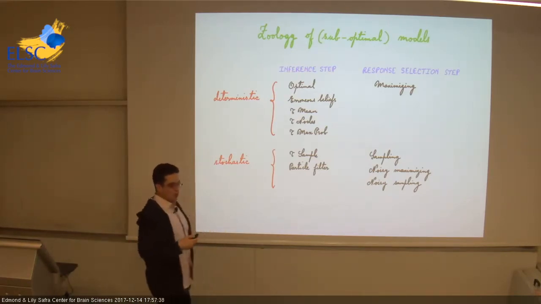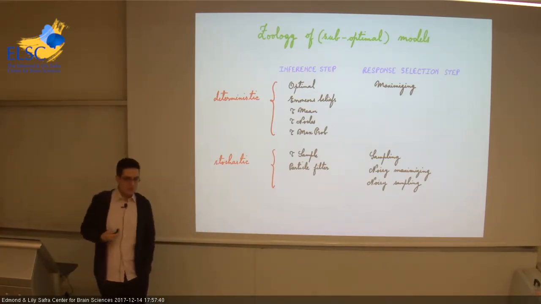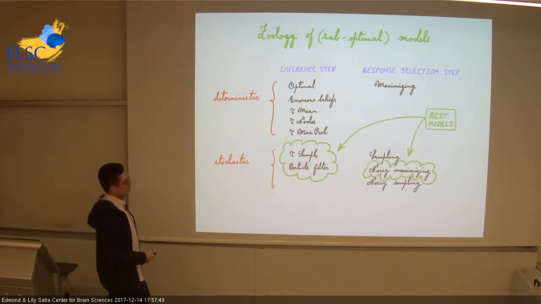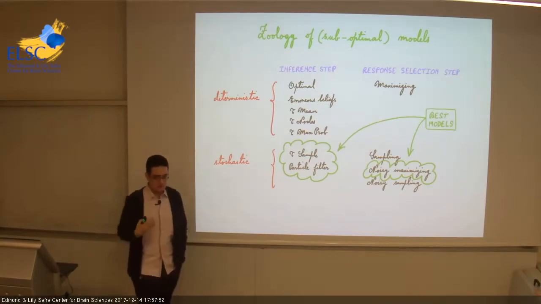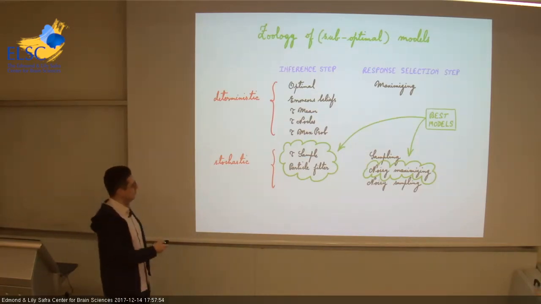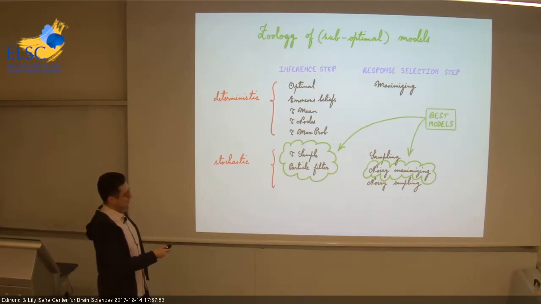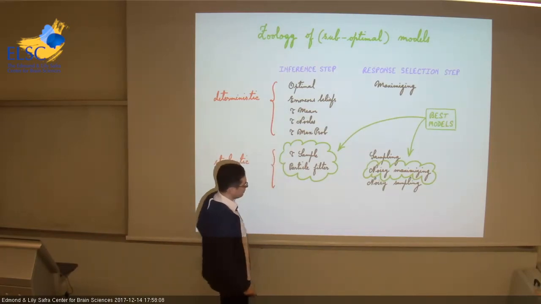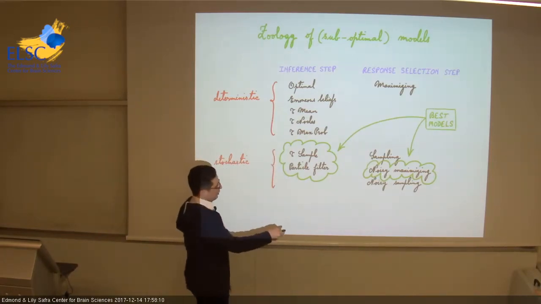So you can look at this in all kinds of ways, and in a pretty robust way. You have 28 models in total, which is 7 times 4. And in various ways of looking at them, what you find is that the best models are never the sampling models. But typically they have the stochasticity in the inference step, so either particle filters or this tau sample, and they come with noisy maximizing.